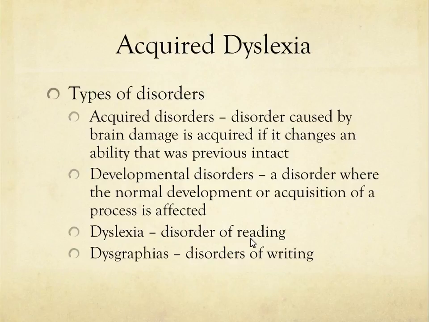A developmental disorder is a disorder where the normal development or acquisition is affected. So these tend to be things that you see slowly come on. Dyslexia tends to be a developmental disorder. It's technically a disorder of reading, but what we think the issue is is often sound. It's not always sound, but a lot of the cases are sound-based. It is not a problem with spelling. Spelling is an output problem, so it's one of the effects of dyslexia. And there's also dysgraphia, which is a disorder in writing. We're mostly going to focus on dyslexia and acquired dyslexia.